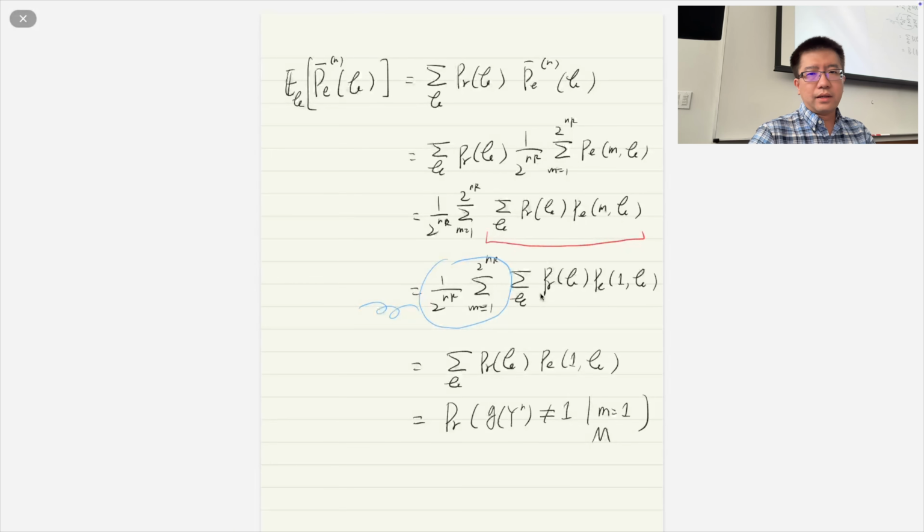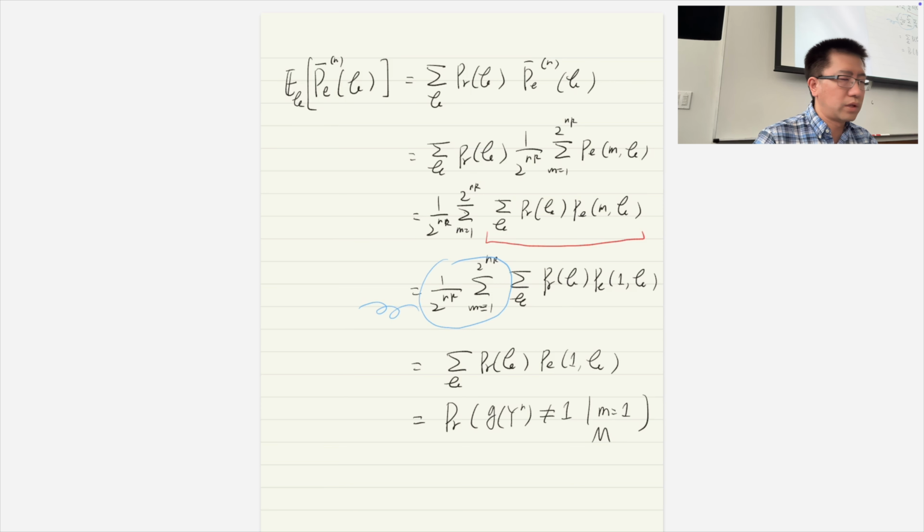All right, and you can see the big advantage of doing this average or expectation over all the codebook is as follows. After some manipulation, we can see that this average probability just equals the probability that g, the decoding of Y^n, is not 1 when the first message is sent. We only need to consider the first message.